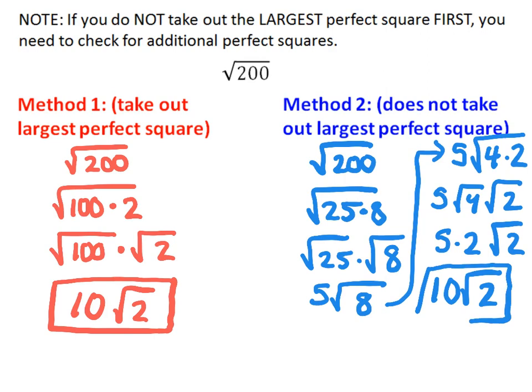Now, this gets you the right answer, however, it requires a lot more steps. And that's why we recommend that you take out the largest perfect square. However, if you don't, know that you need to continue to check to see if there's more perfect squares you could take out.